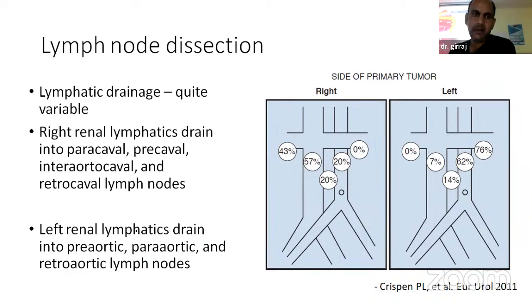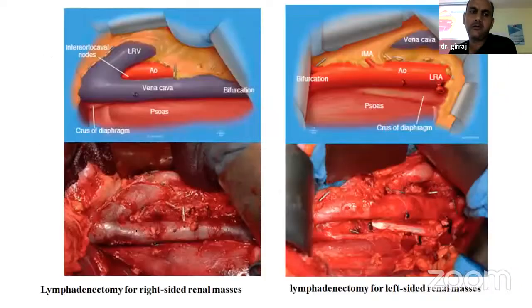These are the diagrams showing lymph node dissection, interaortocaval nodes, and the second diagram showing the crus of diaphragm and bifurcation of the aorta. All lymph nodes, fat and fascia present in the region are dissected.